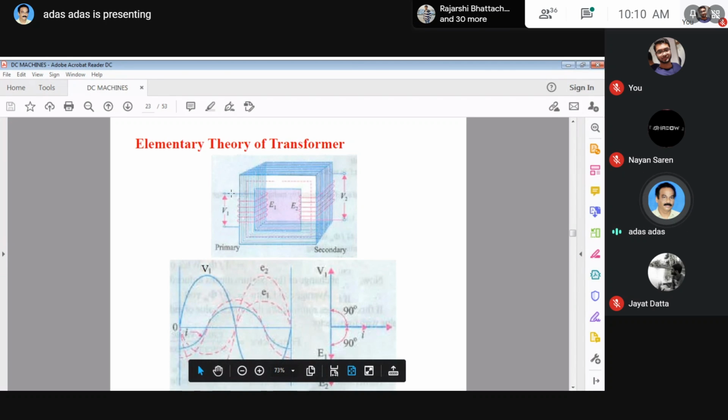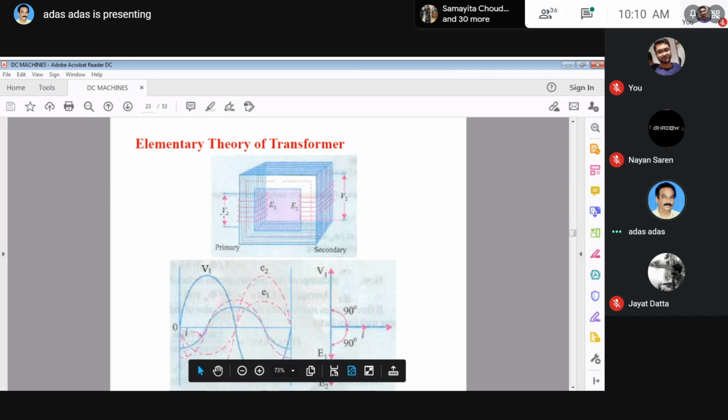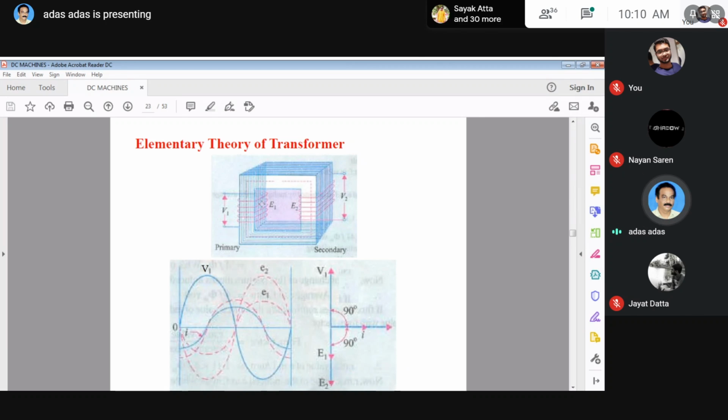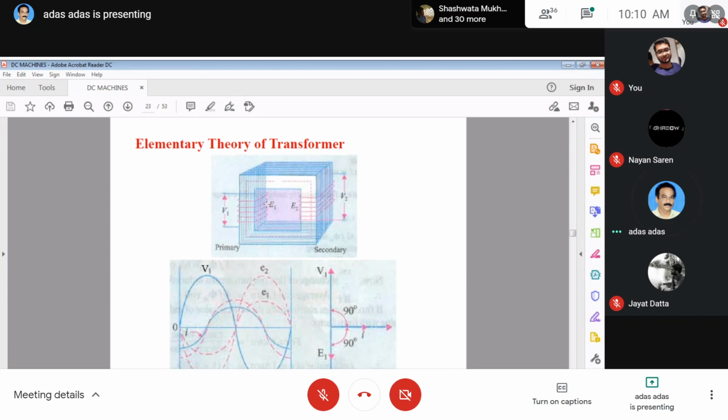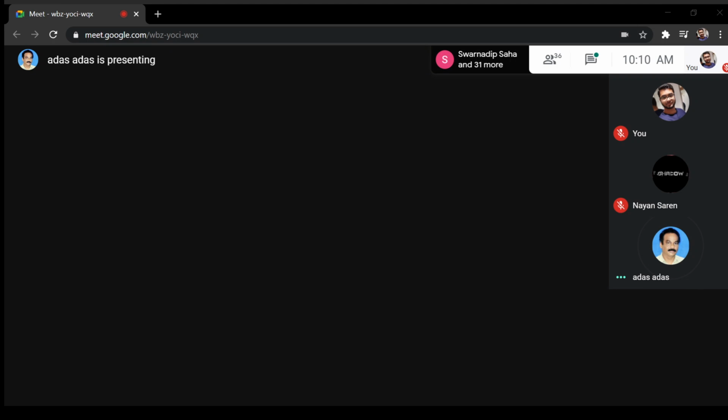If you apply voltage here, what will happen? This is explained in the phasor diagram. The voltage is sinusoidal in nature. If you apply it here, an EMF will be induced here, which is E1. It is actually the back EMF, and the phase of EMF E1 is reverse to that of V1, which is seen here.